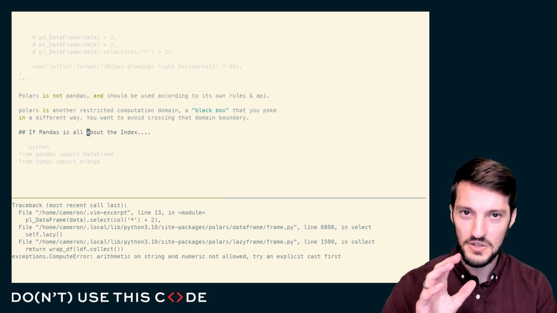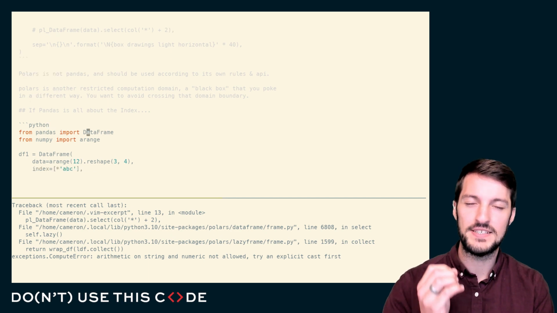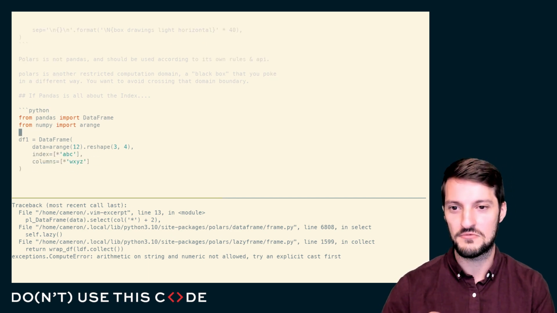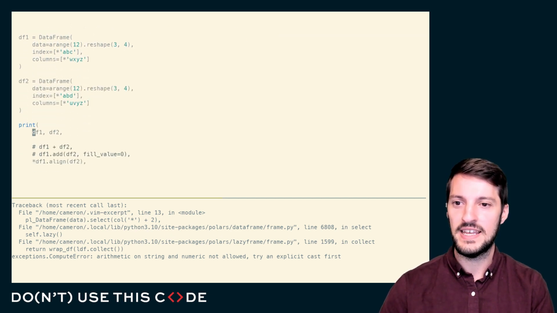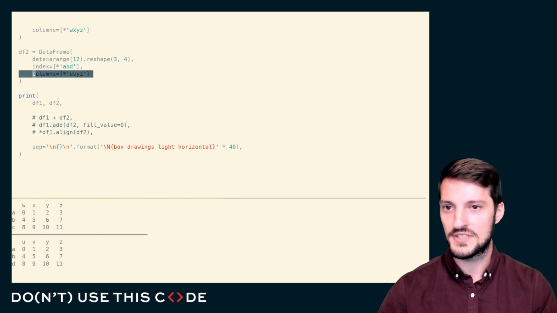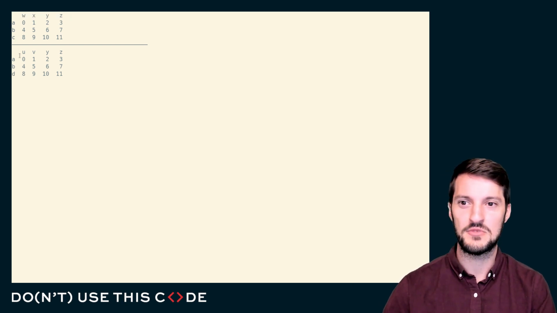So, the one thing that we know about pandas from Don't Use This Code is that pandas is all about the index. Well, there's a little bit more to it, but pandas really loves its index. And so if I take two data frames and I'll go ahead and create them, they each have their own index, they have their own columns, and you can see that my top data frame, or df1 here, has columns w, x, y, and z, and rows a, b, c, and df2 is slightly dissimilar, but they do overlap.